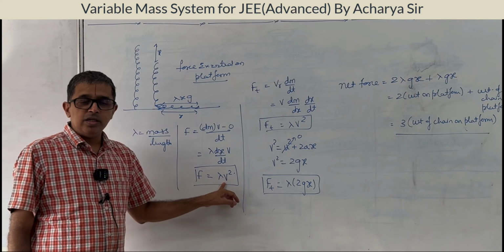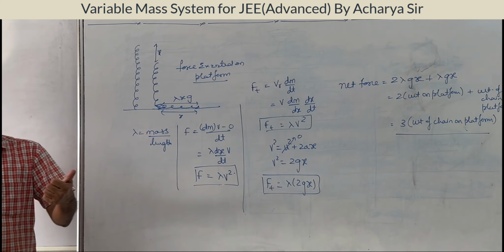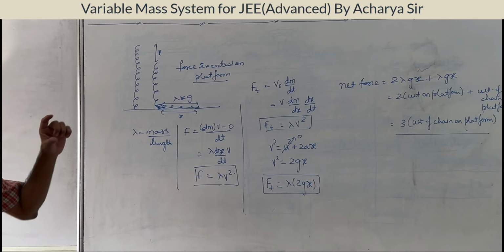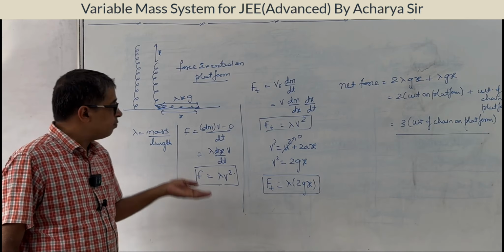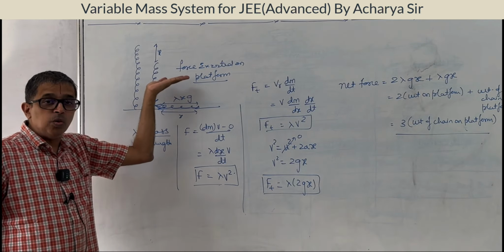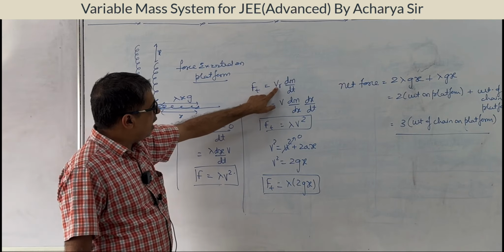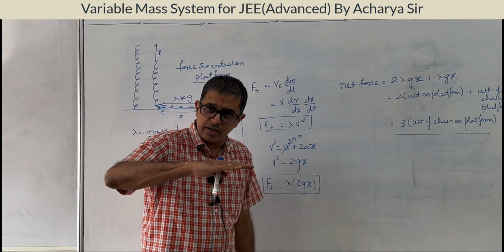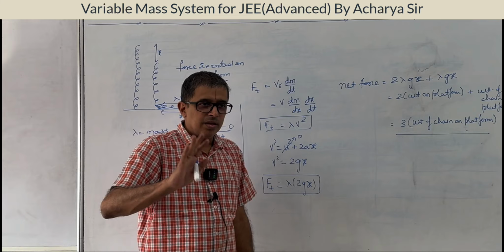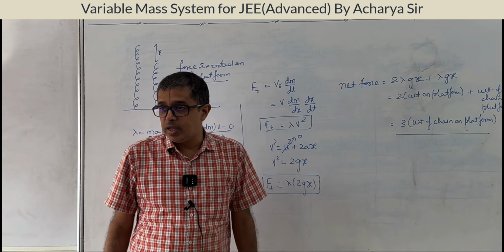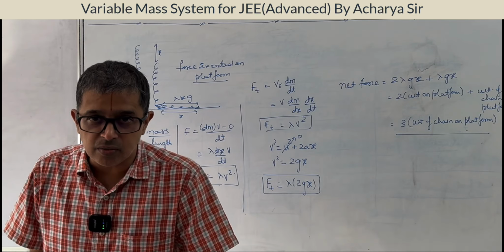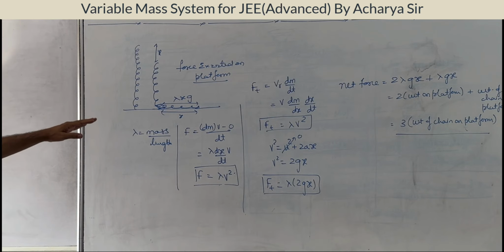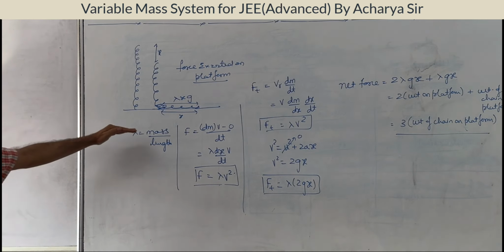Lambda v square is a popularly used expression which you will have to remember as far as chains are concerned. Now, where does the question become tricky? What if the platform was moving? Here, the relative velocity was the velocity of the chain because the platform was at rest. What if the platform is moving? Then I have to take the relative velocity. You obviously know the next example will be a situation where the platform is moving.